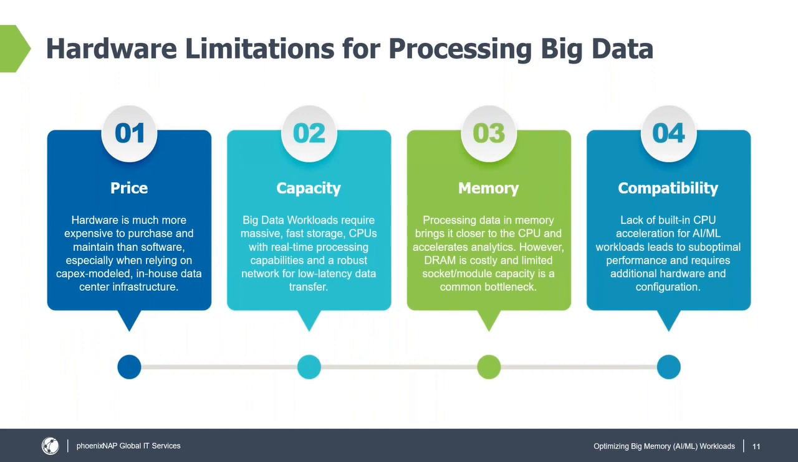So on the next slide, let's take a look at some of the hardware limitations for processing big data, right? When dealing with big data, there can be a number of hardware limitations. To start with, price typically is always a factor. We can always throw additional hardware resources at a problem, but a lot of times that might not be the most cost-efficient option, right? Many times there are better options for leveraging software or specialized hardware components that can significantly help a workload and more efficiently utilize the underlying hardware resources that are available.